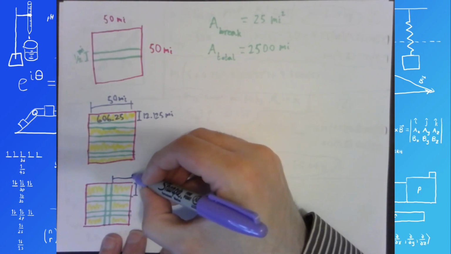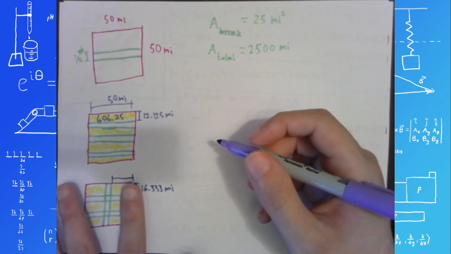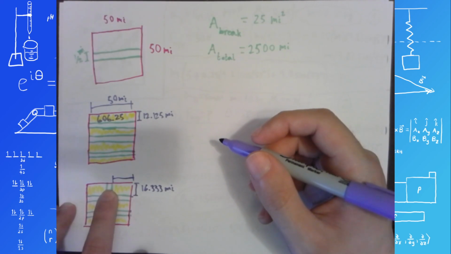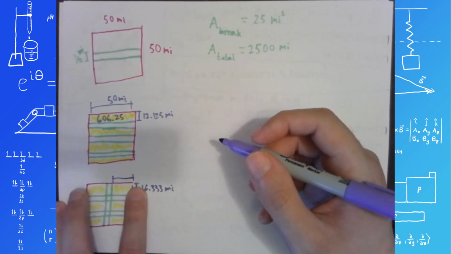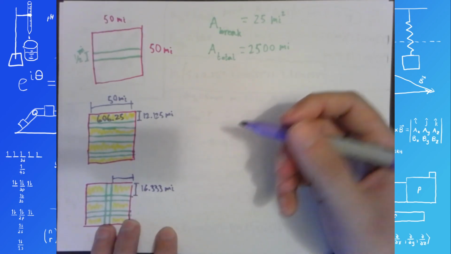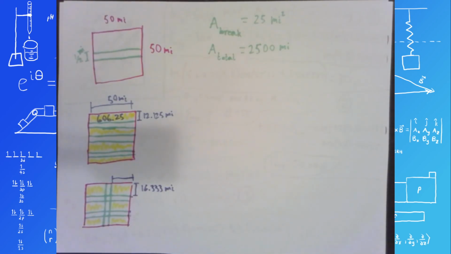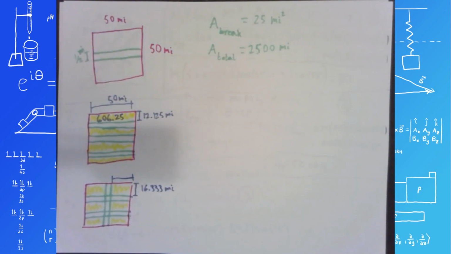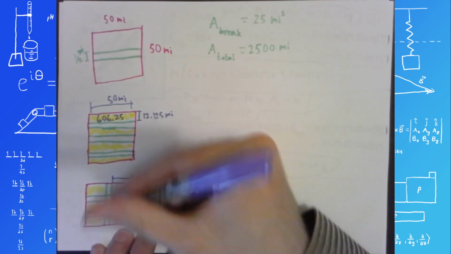Versus, what's this going to be? So we had 50 miles for this north side of our square, minus half a mile for the width of a fire break, which leaves us with 49.5, and then divide that by 2. We'd have 2 yellow regions across that length. So 49.5 over 2 is 24.75.